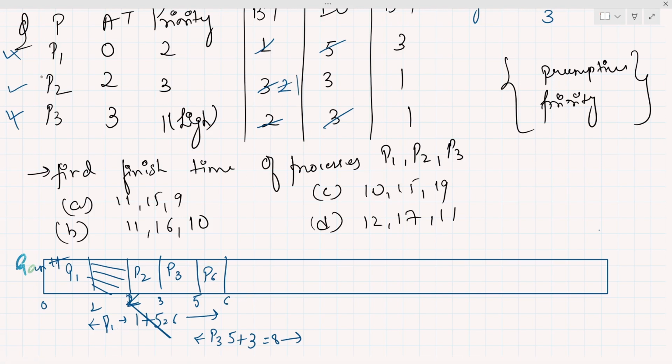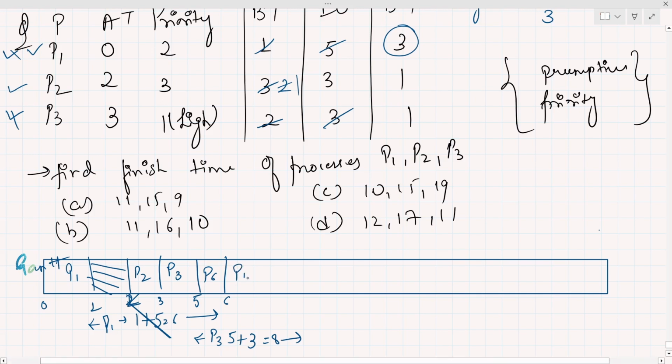Okay. So P1 again comes into the queue. So we have two processes available at 6 arrival time, which are P1, because its burst time has come again, and P2, whose burst time left is 1. So whoever has the highest priority gets the CPU. Among these two, P1 has the highest priority. So P1 gets the CPU.